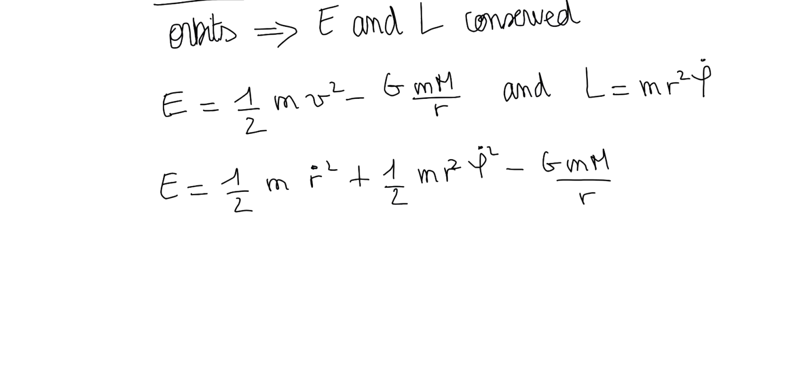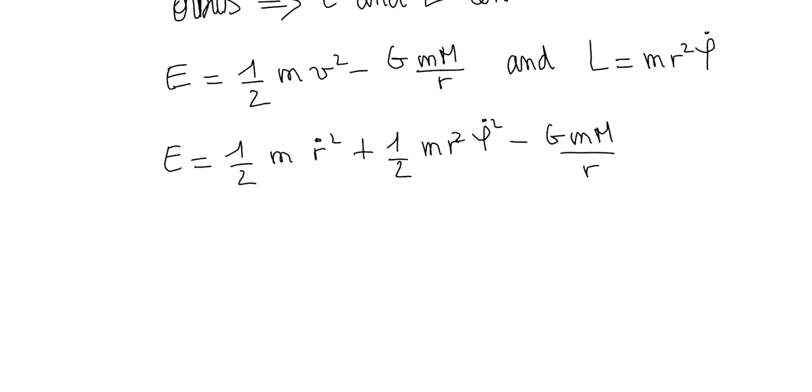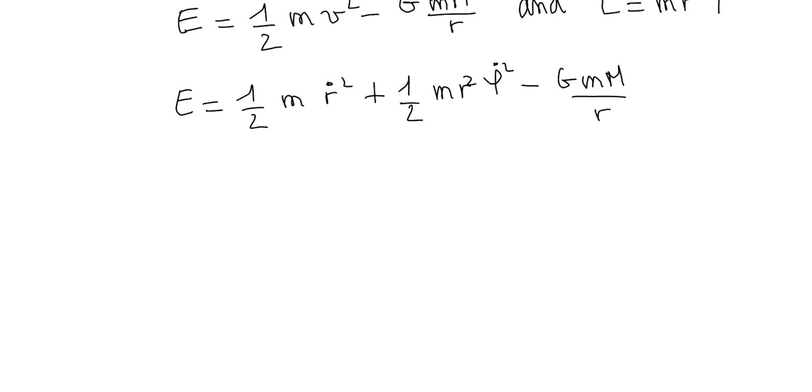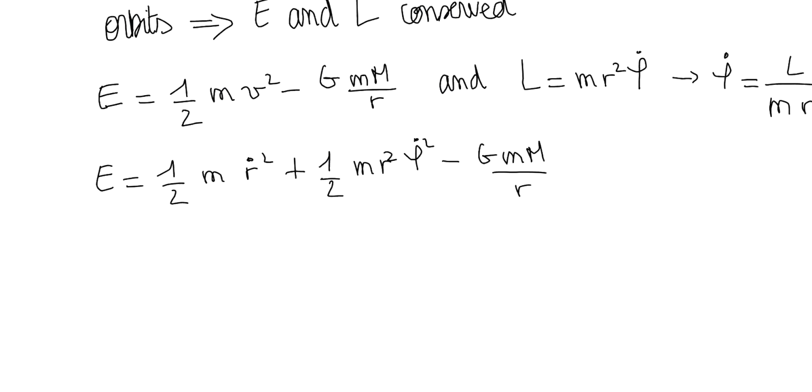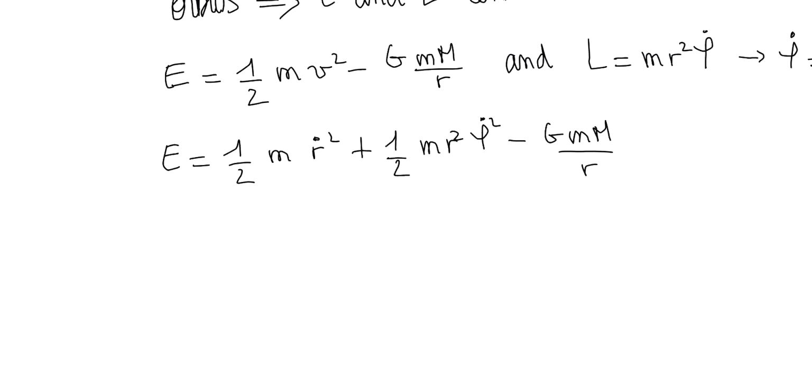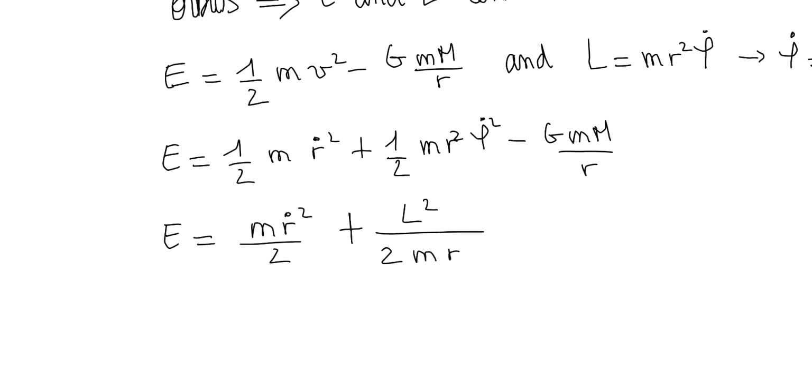And now, if we want to get rid of phi dot and would like to see the angular momentum appear in E, we can see that phi dot is equal to L over m r squared, and if we plug this in here, we obtain that E equals m r dot squared over 2, this didn't change, and then L squared over 2 m r squared minus G M m over r.